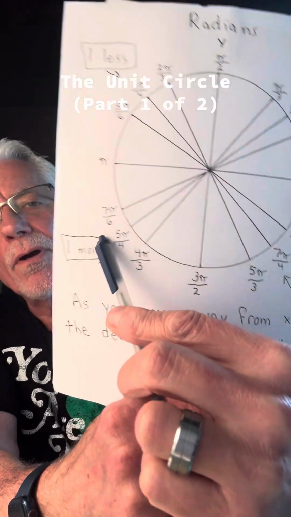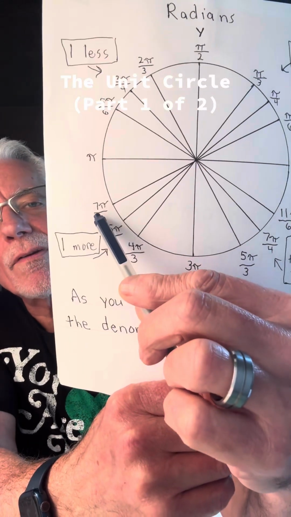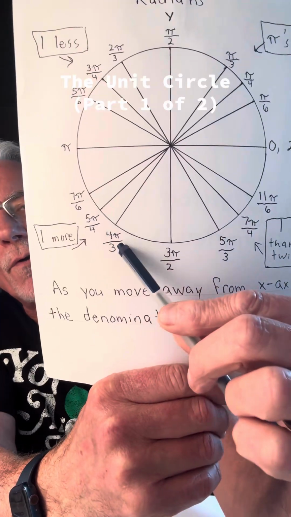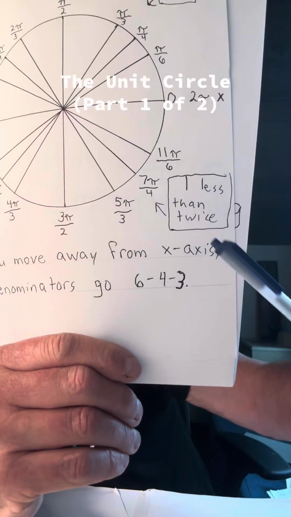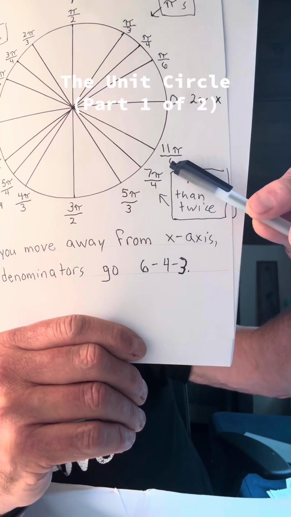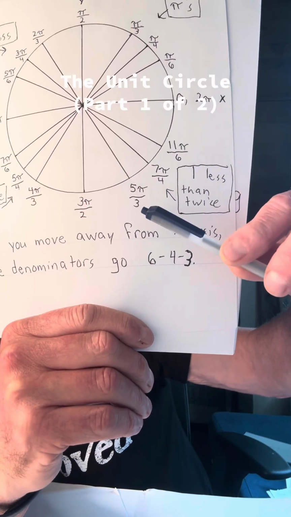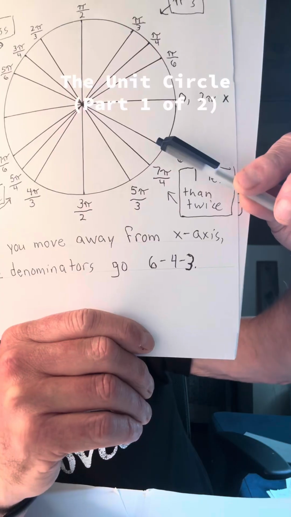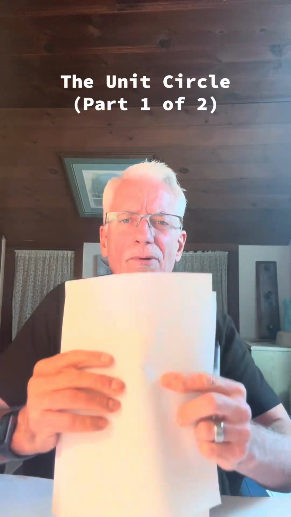This is 1 more. So let's see, sorry, this is 7 pi over 6, 5 pi over 4, 4 pi over 3. Can you see that this is 1 more? This one's kind of harder to see, but this is 1 less than twice. So double that denominator, 1 less is that. These are all in radians, so these all have pi's attached to them. Okay, I think that's the end of part 1, and we'll do some of the math with this in part 2, so I'll see you a little bit.